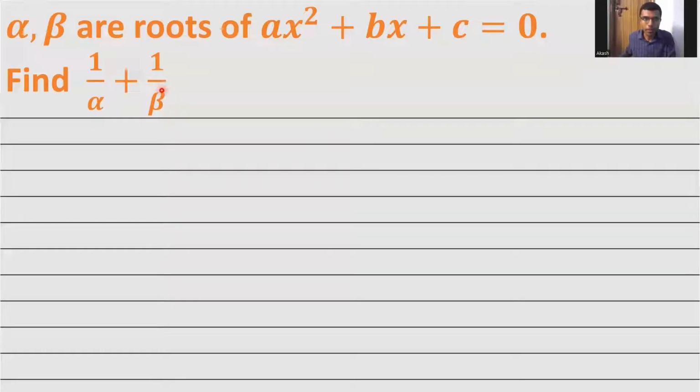Hello learners. Now we're going to find 1 by alpha plus 1 by beta when it is given that alpha, beta are the roots of ax square plus bx plus c equal to 0. Okay. So here we will have some standard things. Since alpha, beta are the roots of ax square plus bx plus c is equal to 0, alpha plus beta is nothing but minus b by a, and alpha beta is nothing but c by a.